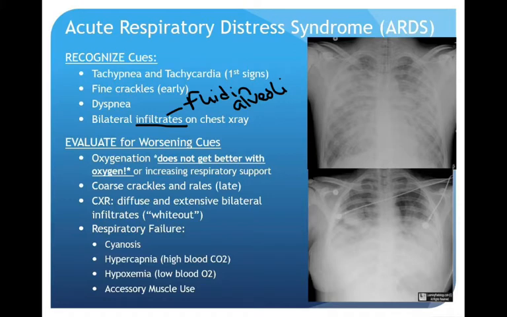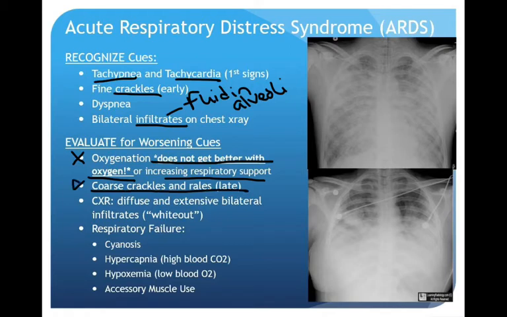So very subtle cues early, but your first cues, again, are tachypnea, tachycardia, and crackles. Unfortunately, most people don't get evaluated till late. Your worsening cue is that you keep going up and up and up on oxygen and your oxygenation is not getting better. It's not getting better because your entire lung space is filling with fluid and oxygen can't get through. So increasing respiratory support does not help the problem. And this is, of course, what's happening with COVID patients. They're coming in, they put them on oxygen, and within 24, 48 hours, they have a breathing tube in them because they're not getting better with increasing respiratory support, because as the lungs fill, oxygen can't get in.